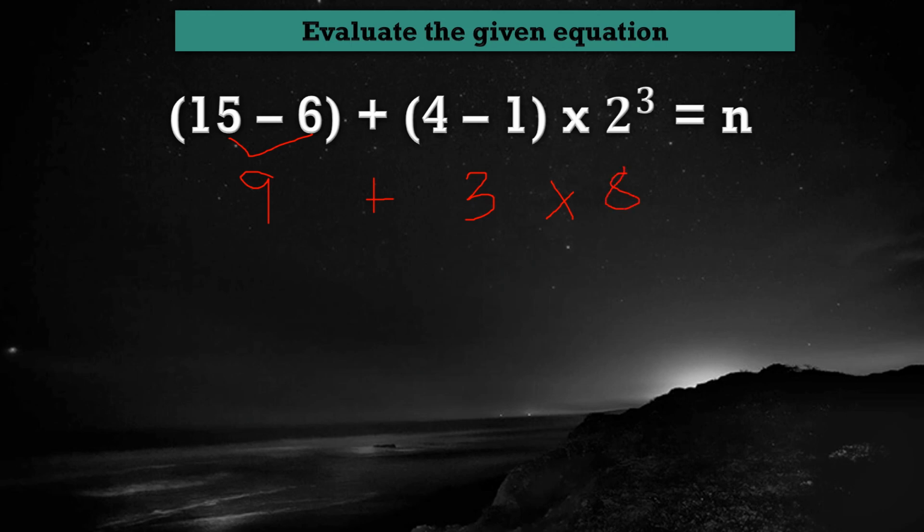So, ayan na. So, alin ang uunahin natin? Tama, 3 times 8, that is 24. Next is plus 9. 9 plus 4, that is 33. So, the answer for this equation is 33.